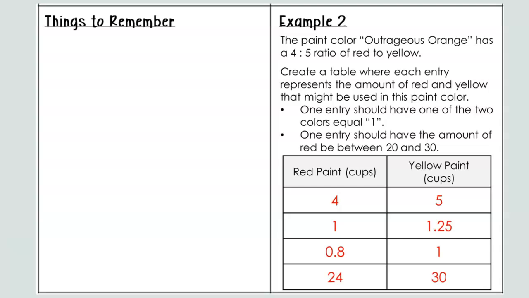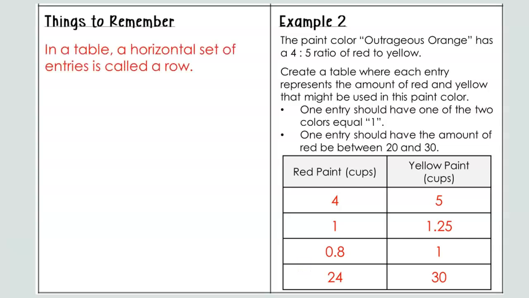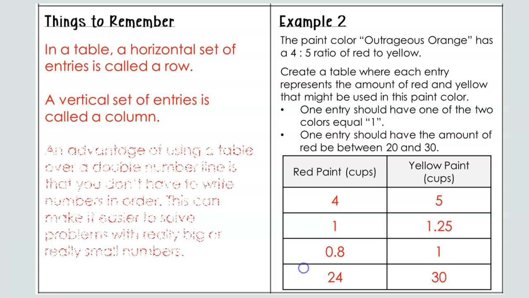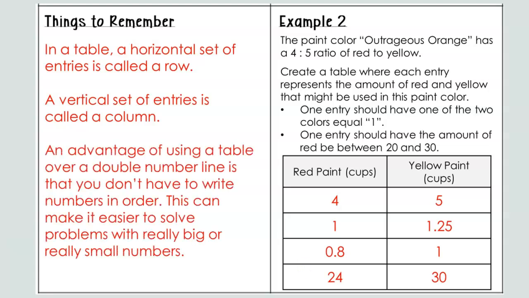Things to remember. In a table, a horizontal set of entries is called a row, where a vertical set of entries is called a column. We also should remember that an advantage of using a table over a double number line is that you don't have to write numbers in order. This can make it easier to solve problems with really big or really small numbers.